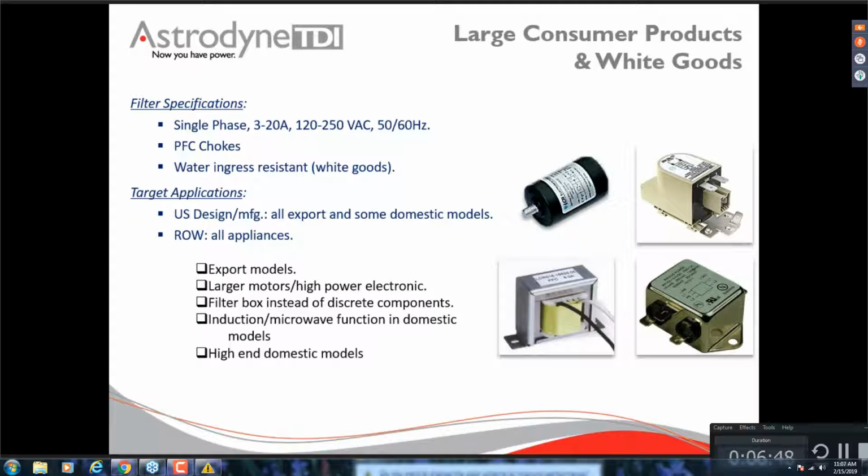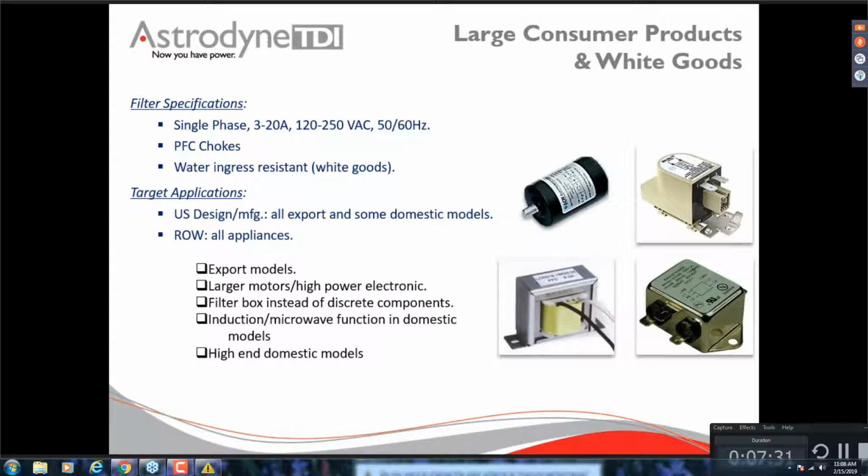What are the types of filters that are suitable for this particular application? Well, single phase, 3 to 20 amp application. Once again, standard voltage of 120 to 250 VAC range, 50 to 60 hertz. One of the other things we have is the power factor correction chokes. These are very common in this application. One of the key things to target or worth mentioning here for the white goods is the water ingress resistance capability of the filter, which is required for laundry equipment and anything where there are damp or wet locations.